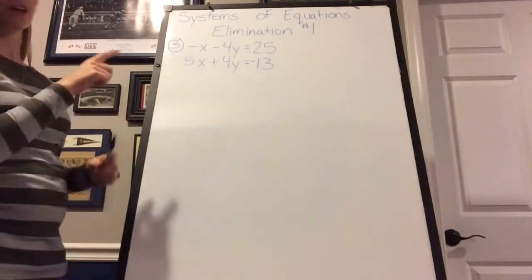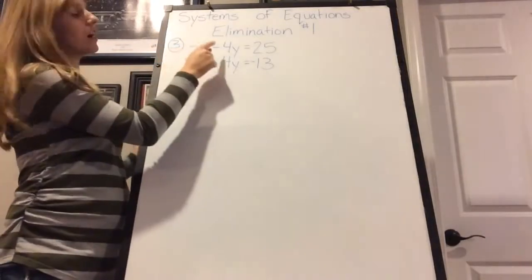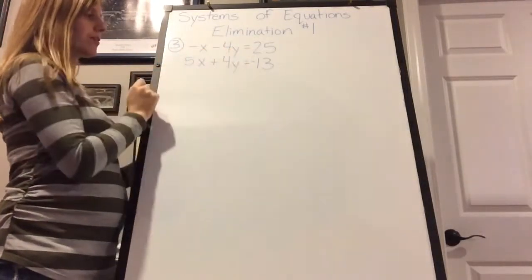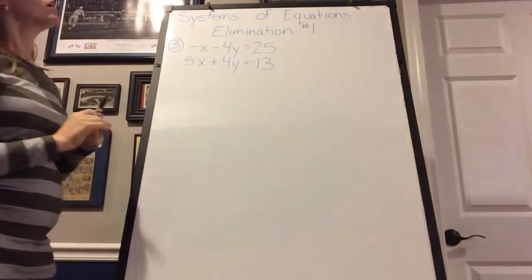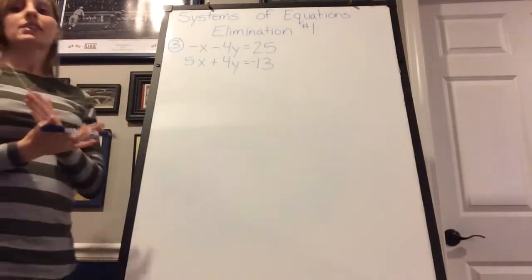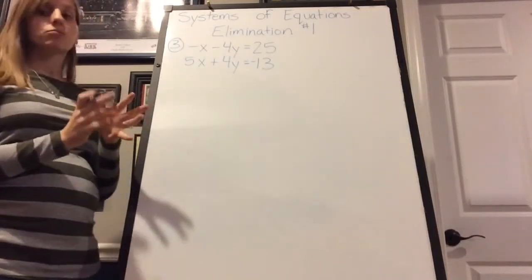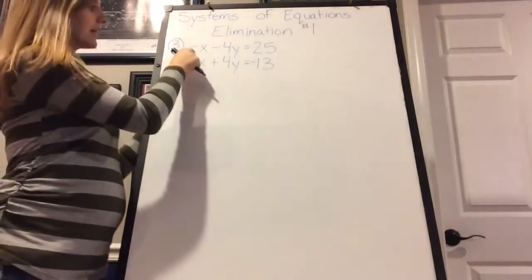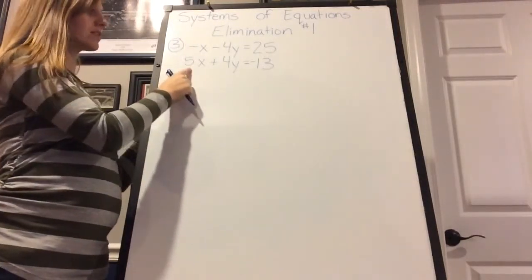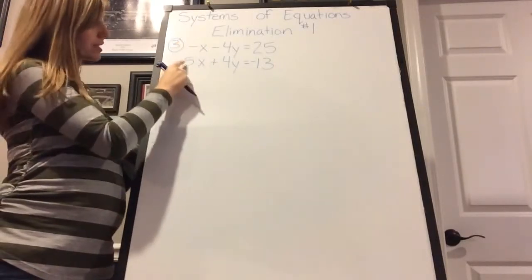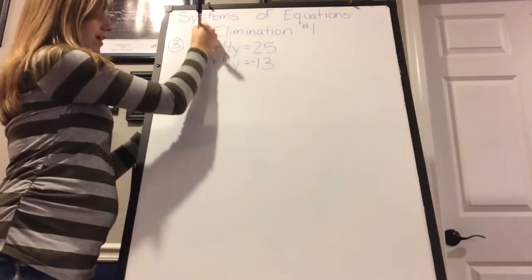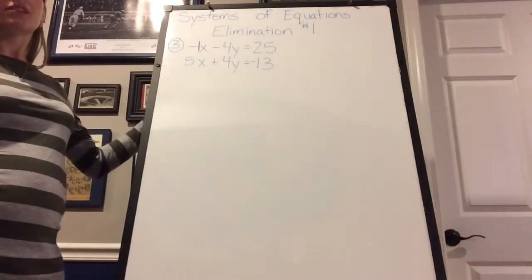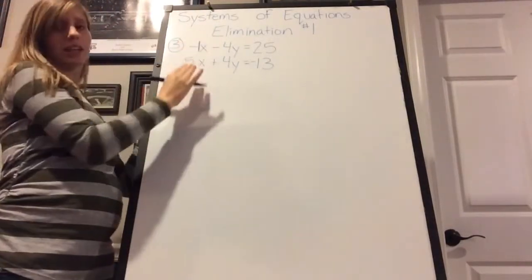For problem number 3, our equations are negative x minus 4y equals 25 and 5x plus 4y equals negative 13. Just like before, check and see if anything can be eliminated right away. So negative x and 5x. Same letter, different signs, but the numbers are different as well. Remember, this is a negative 1x. They don't put the number there, but that's what it means. So these are not going to cancel.